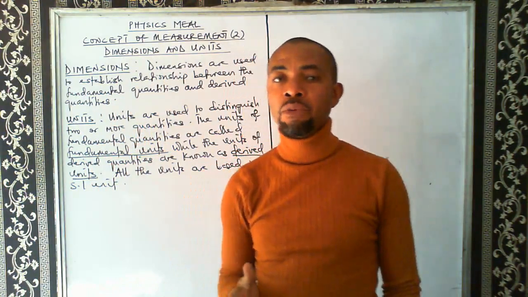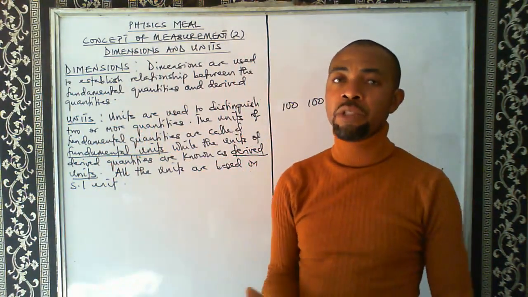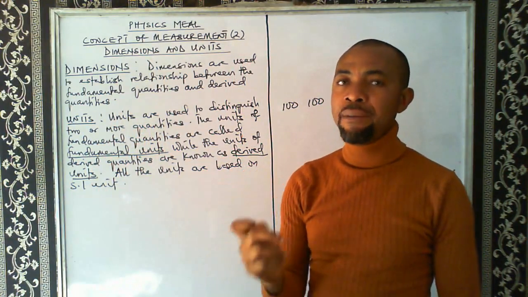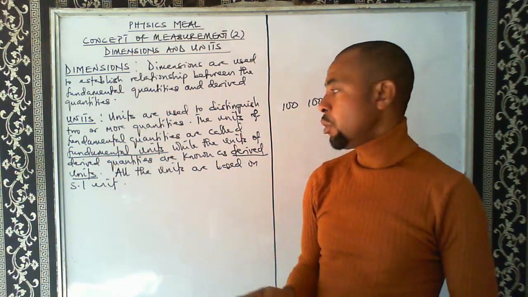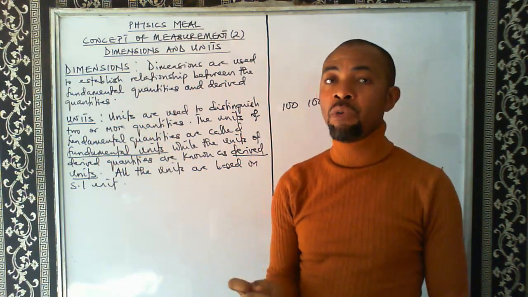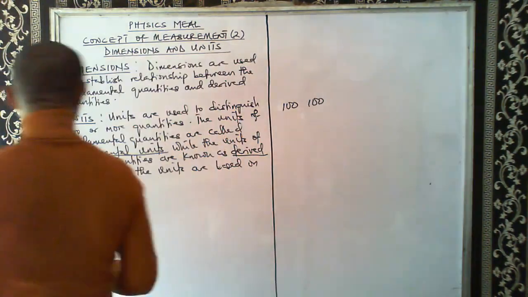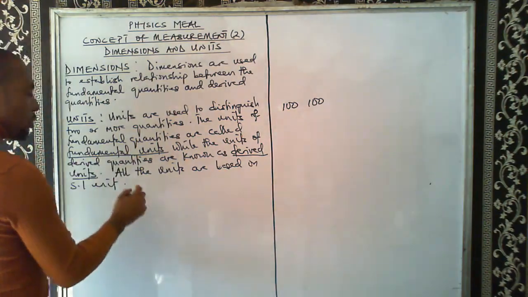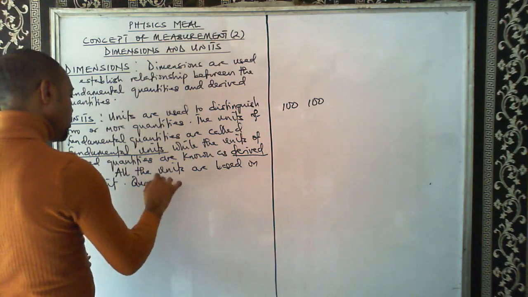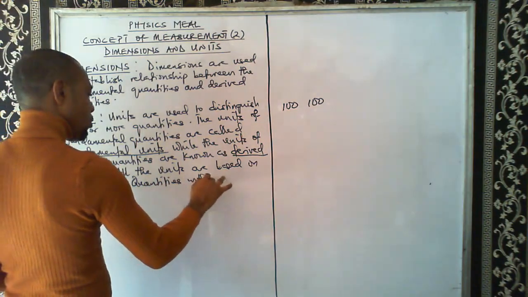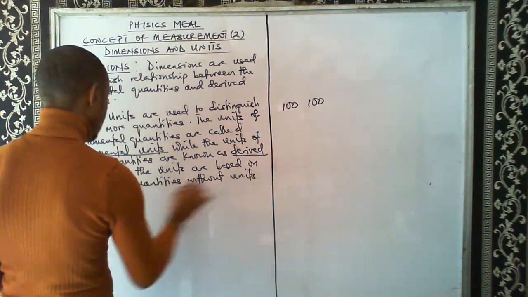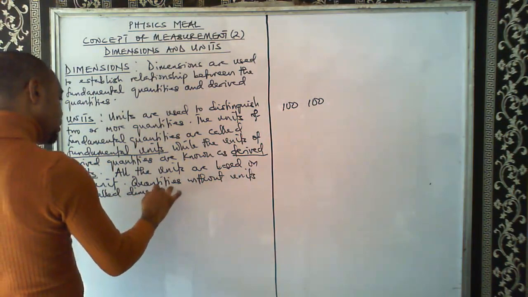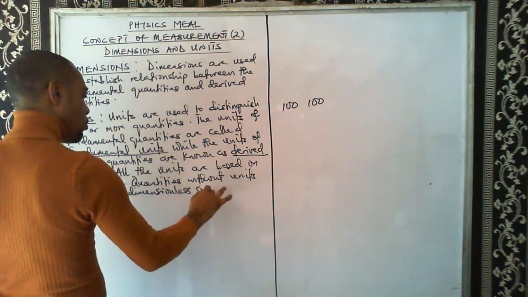Not all quantities have dimension, and not all quantities have units. So a quantity without a unit is called a dimensionless quantity. In the course of studying physics, you will discover we have so many of such quantities. So quantities without units are called dimensionless quantities.